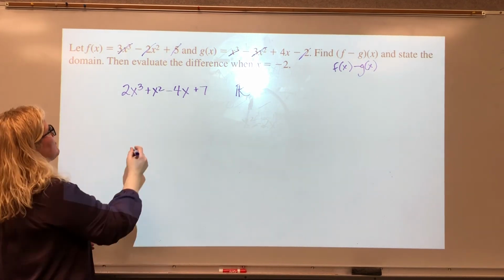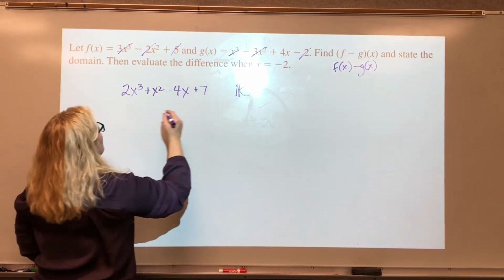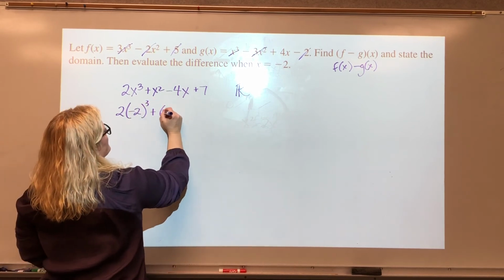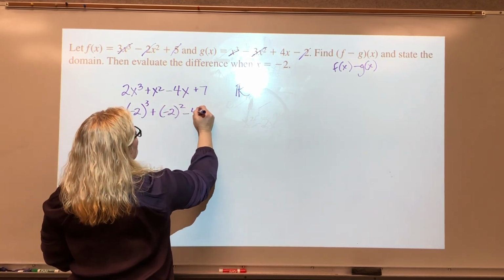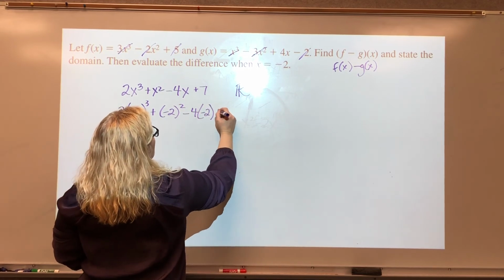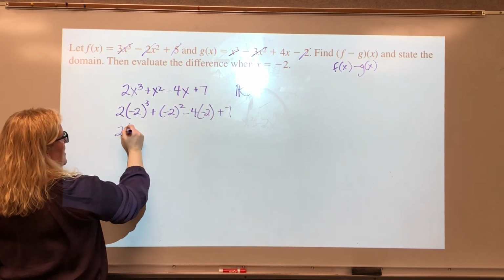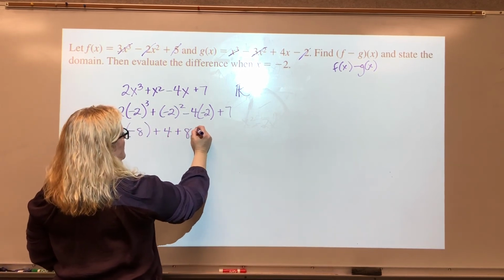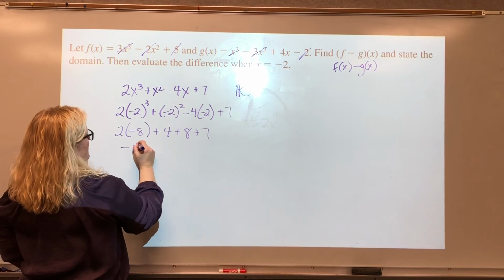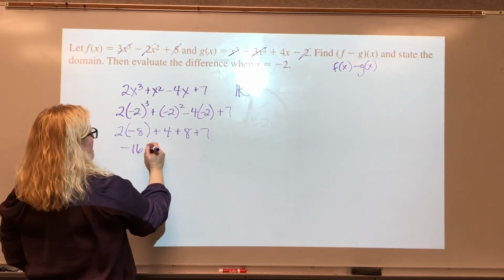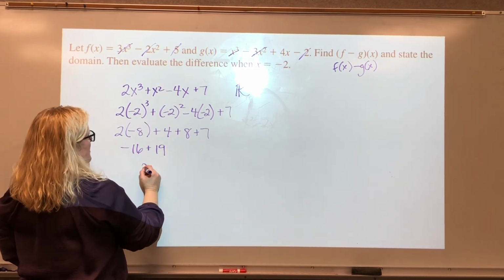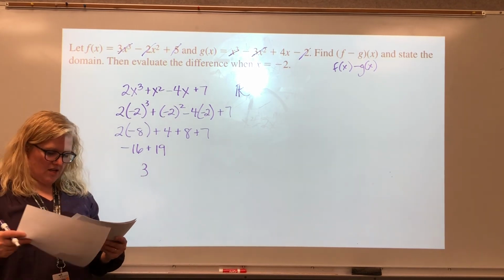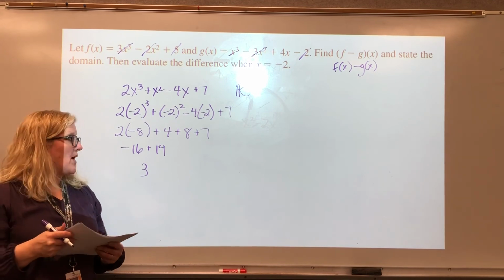And finally, they want me to throw in negative 2 into all these. So I have negative 2 to the third plus negative 2 squared minus 4 times negative 2 plus 7. So this is negative 8 plus 4 plus 8 plus 7. So negative 8 plus 19 is 11. Let me just double check, make sure I didn't make any mistakes. Yup, that's it.